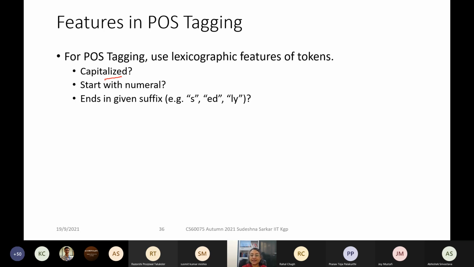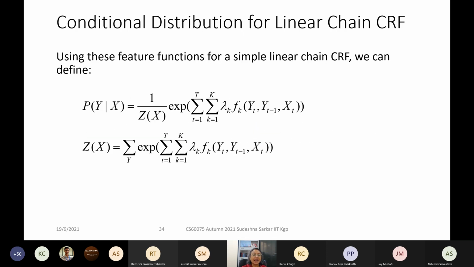Does the previous word have a capital letter? So we can add these features and we can define a number of features. We can define the features that we have in HMM, which is previous tag and current tag, current tag and current word. But in addition, we can have all these features.